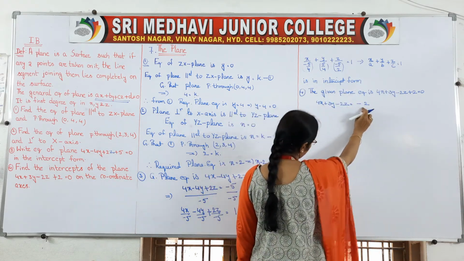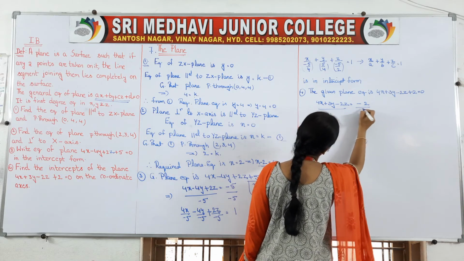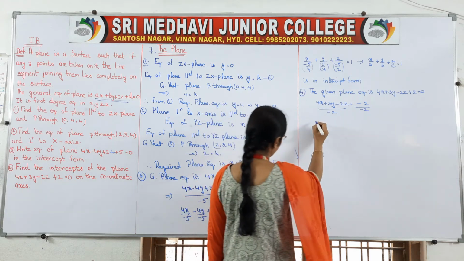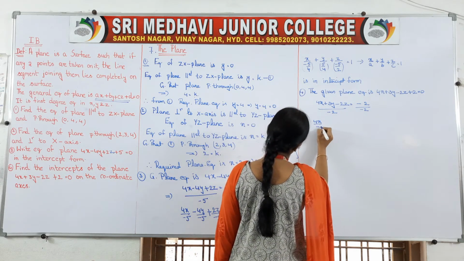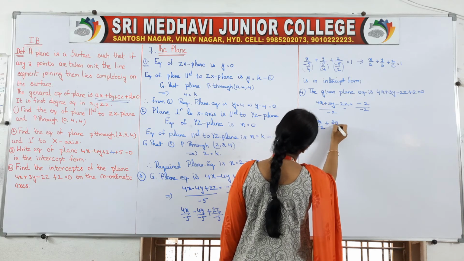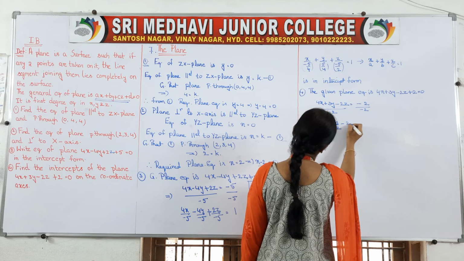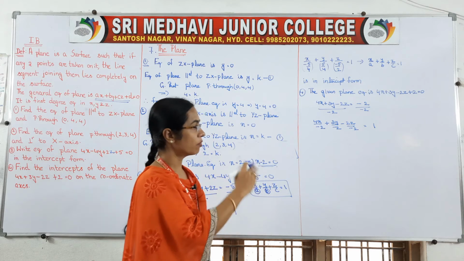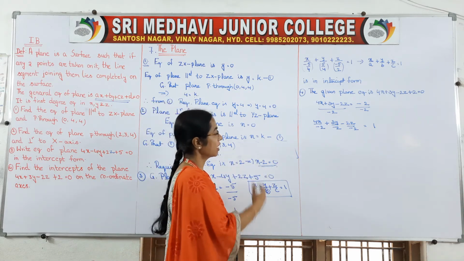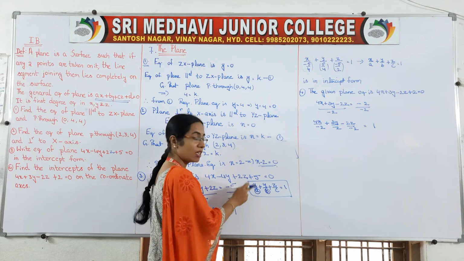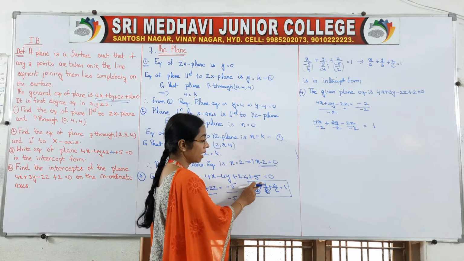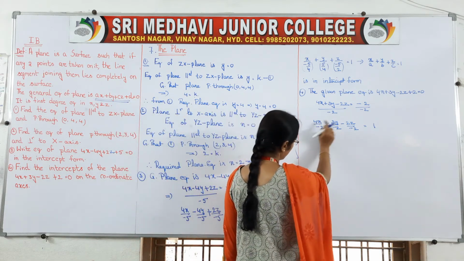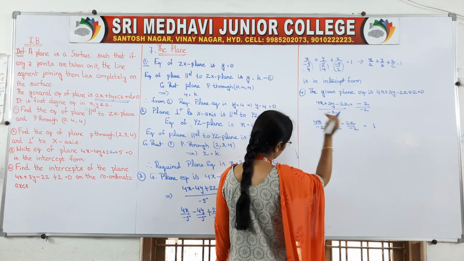On this side we want 1, that's why we divide both sides by minus 2. Then write separately: 4x by minus 2 plus 3y by minus 2 minus 2z by minus 2 is equal to 1. The right side, we got it. Now see the left side. Intercept form means the equation must be in this form: x by a plus y by b plus z by c is equal to 1. So only x should be there, only y, only z, right?